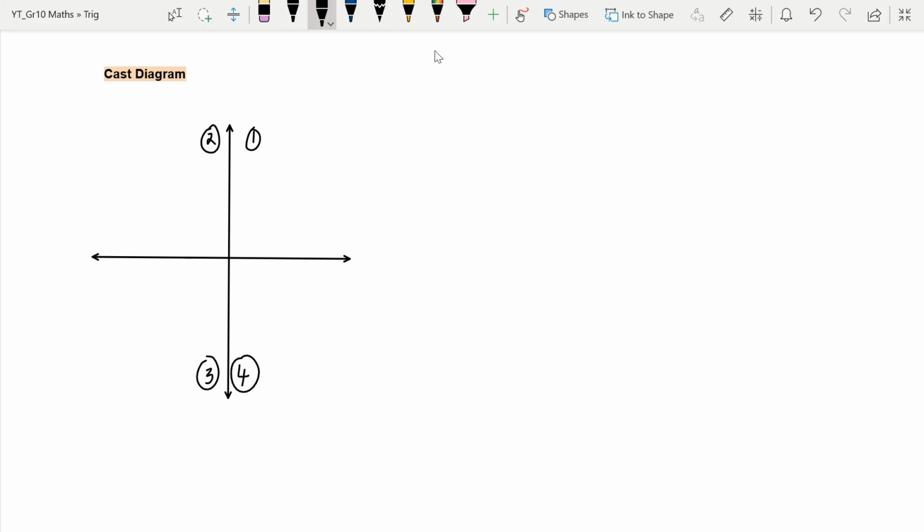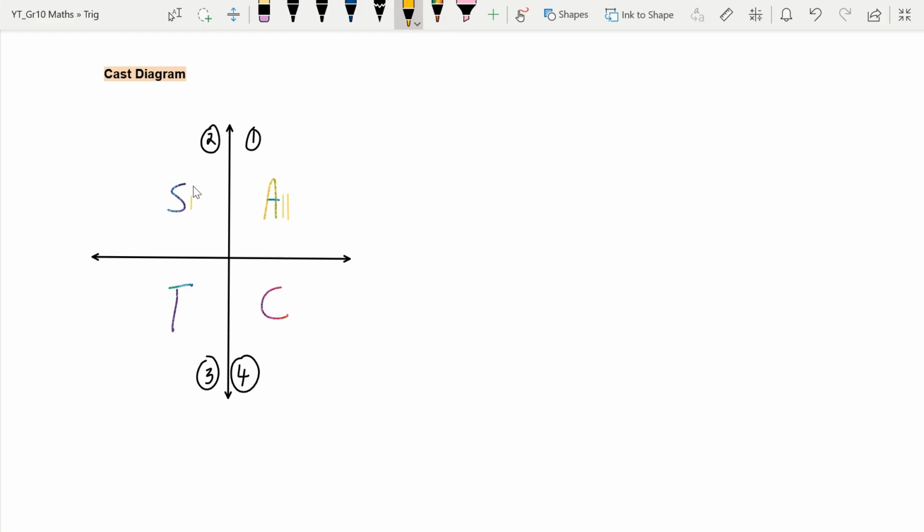And our CAST diagram is just an acronym to remember which ratios are positive where. So CAST diagram, which means in the first quadrant, all our ratios will be positive. Sine, cos, and tan will all be positive because in that quadrant, our opposite and our adjacent, our x and our y, are both positive.